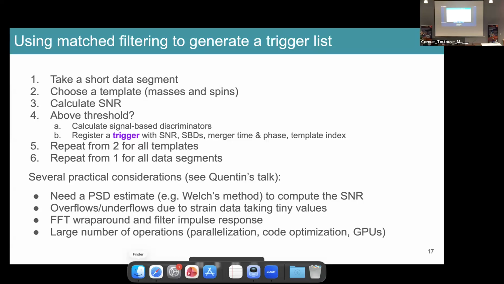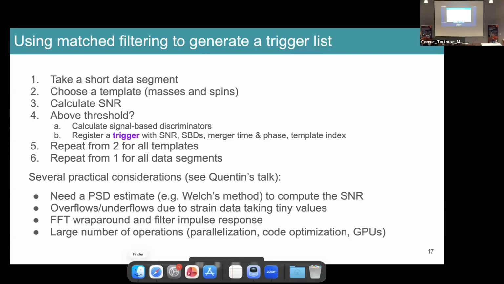There are a lot of practical considerations, which in part were covered, I think, by Canton. Well, you need a PSD estimate, which I assumed you have. You don't. You need to estimate it from the data, for example, using the Welch periodogram method. But that's fine. You can do that, and I think Canton showed you how to do it in a robust way. You will need to do this over and over because the data is non-stationary, so the PSD will change over time. So you will have to do this over and over.